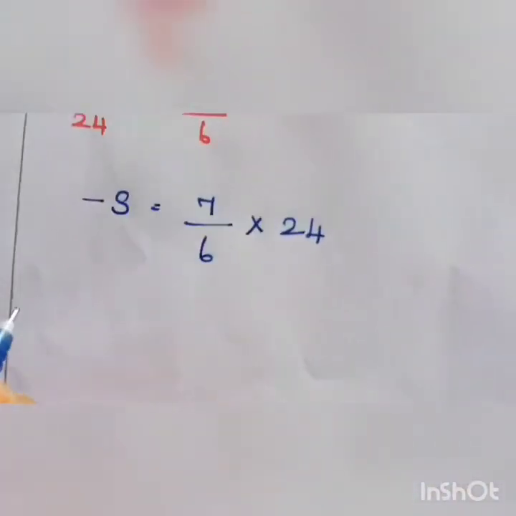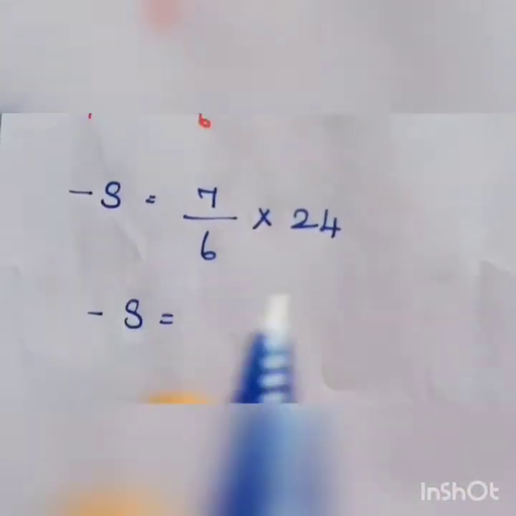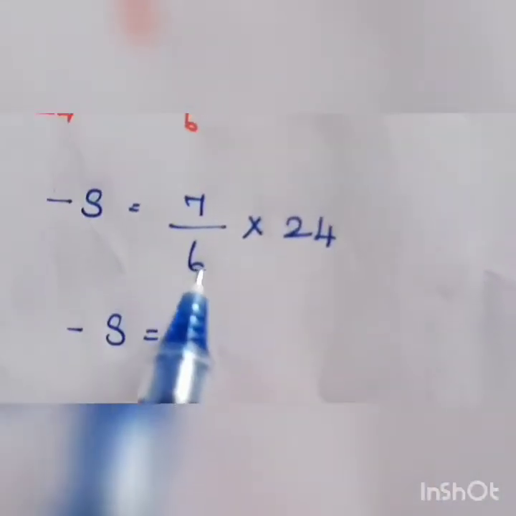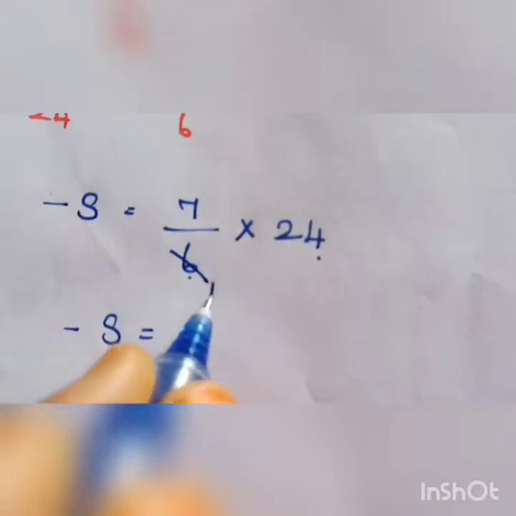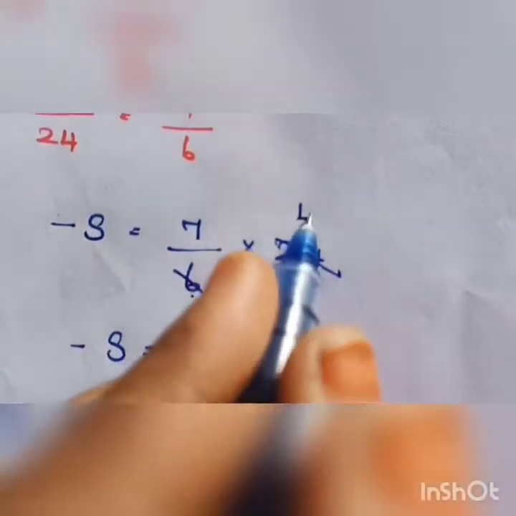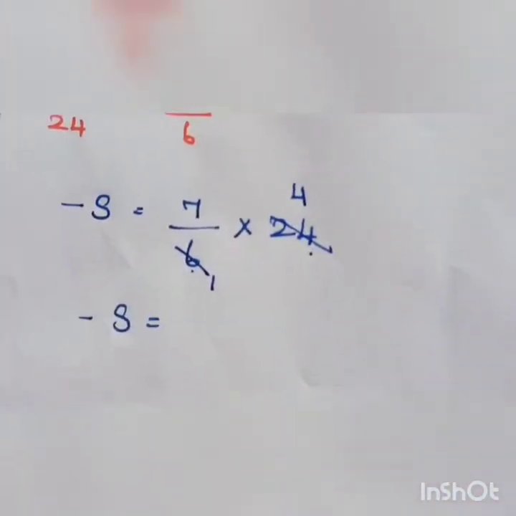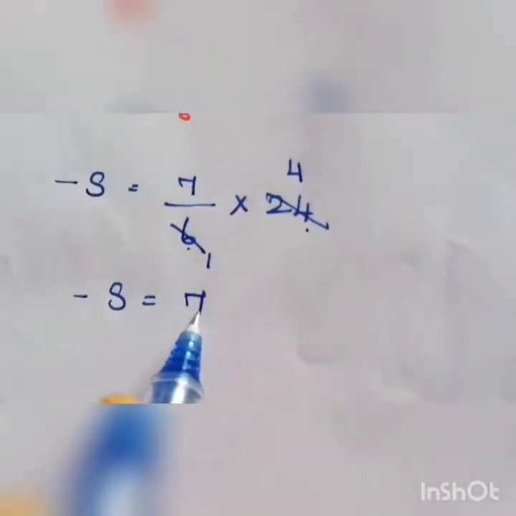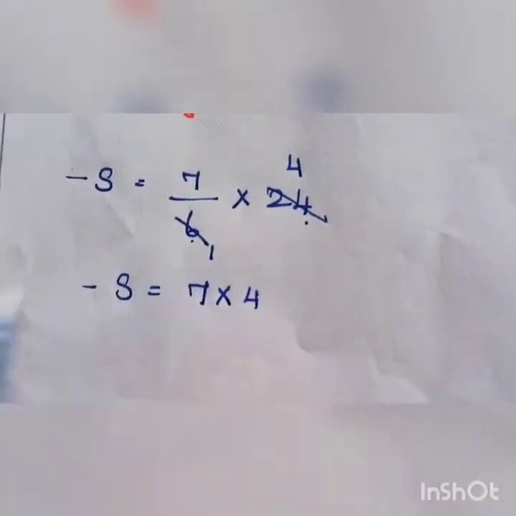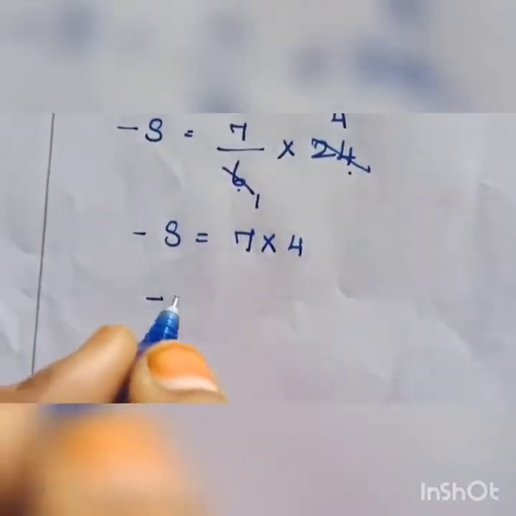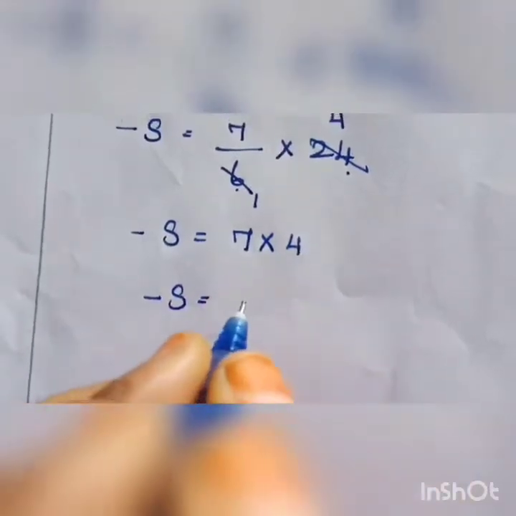Now simplify this: minus s equal to, simplify this. Yes, in the 6 table, 24 is possible. 6 is 1 time, how many times is 24 in the 6 table? 4 times, 6 fours are 24. So to simplify this, 7 into 4. See the denominator, it is 1 only, so no need to write that. So minus s equal to, 7 fours are what?